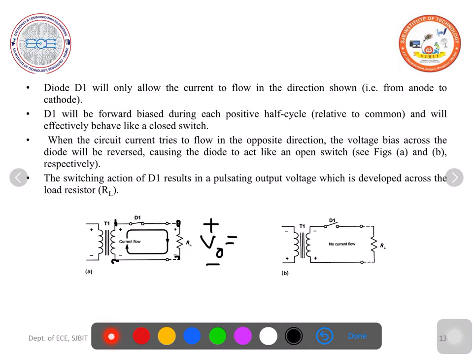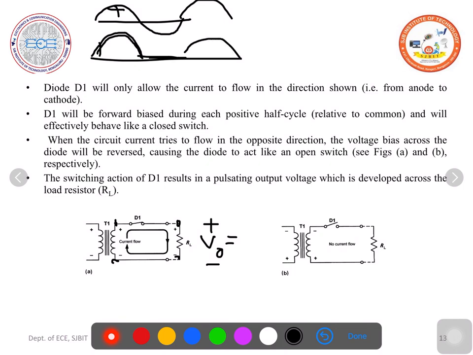Suppose this is the secondary winding output voltage. The output voltage will be only this much because only in the positive half cycle you will get the output voltage. In the negative half cycle, the output voltage is 0. It repeats afterwards. Only one half cycle is rectified. So this circuit is called a half wave rectifier.